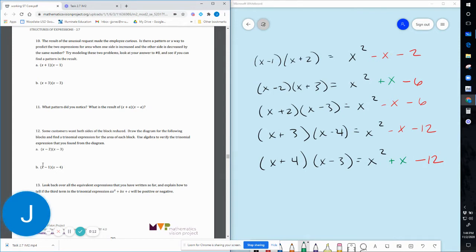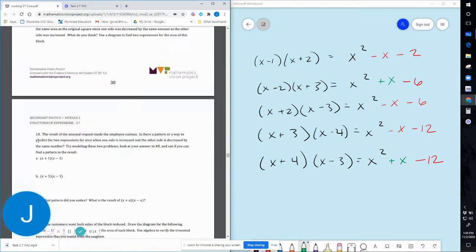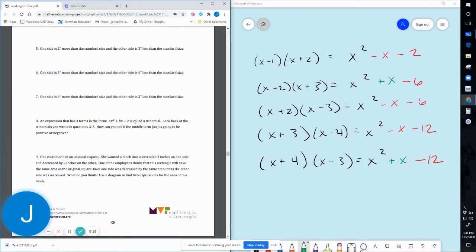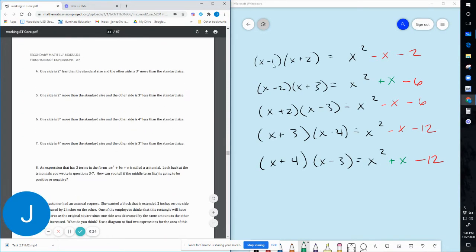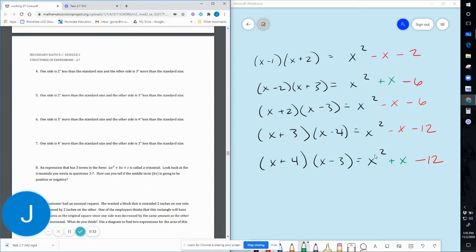So, question number 8, I should put it on the screen, right? It said, looking back at the trinomials you wrote, how can you tell if the middle term is going to be positive or negative? So, that was all these ones. So you'll see all those right here. So this is question, I want to say 3 through 7 right here. And sometimes you see a negative x and sometimes you see a positive x.